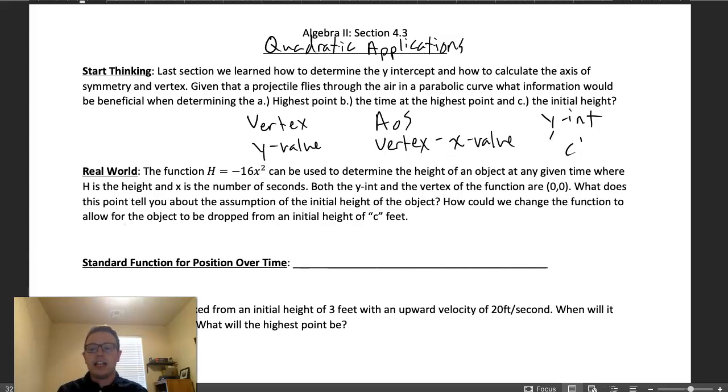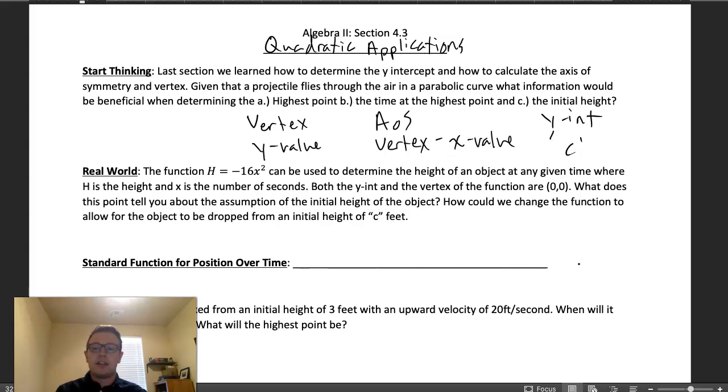And this brings us to the idea of projectile motion, or falling objects. In the real world, the function h is equal to minus 16x squared can be used to determine the height of an object at any time. Minus 16 would be the acceleration due to gravity in feet per second squared. h is going to be our height, and x is our number of seconds. But both our y-intercept and the vertex are 0, 0.